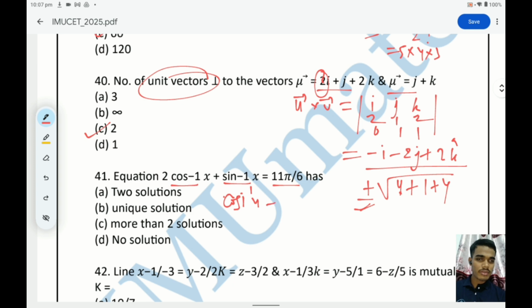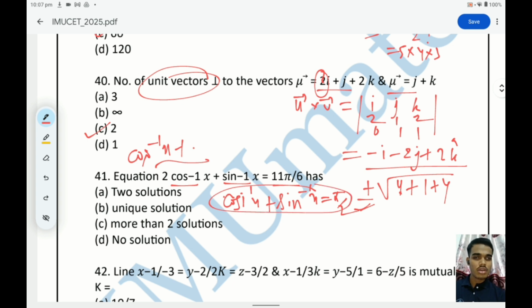cos inverse x plus sin inverse x is pi by 2. Okay, this is just a formula, so we'll apply it. This will be cos inverse x plus cos inverse x, and we can get here cos inverse x plus sin inverse x is pi upon 2, so we can solve here. Okay, pi upon 2 is equal to 11 pi upon 6.